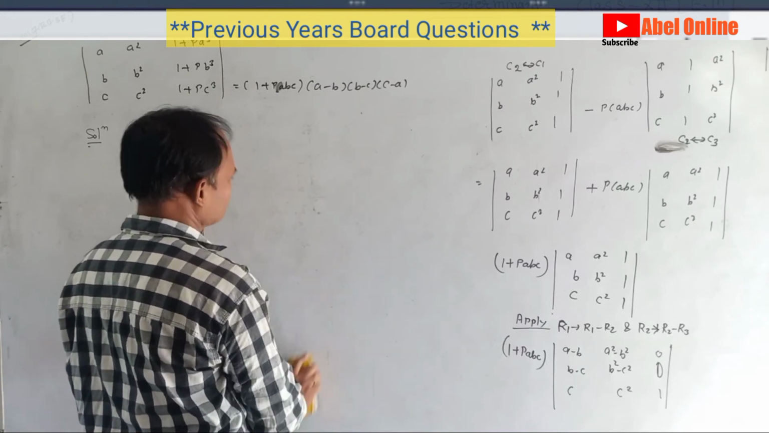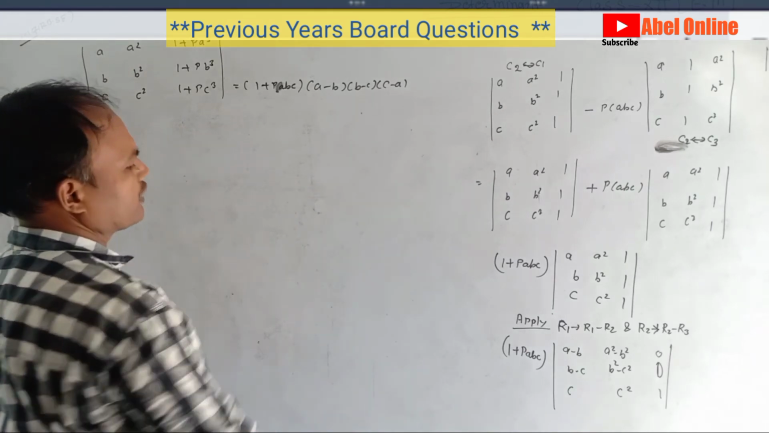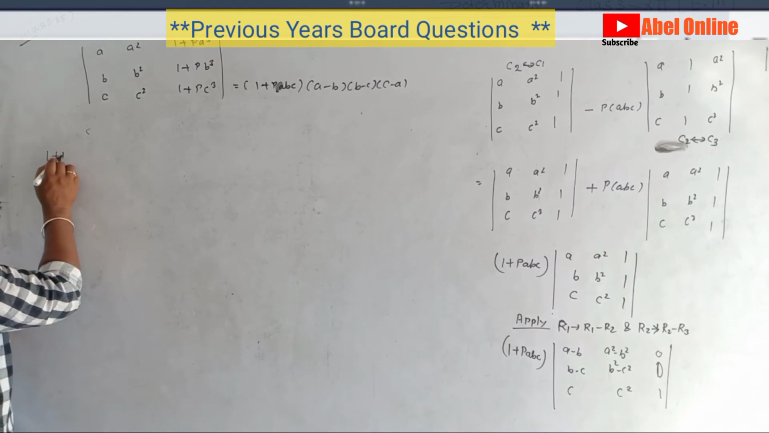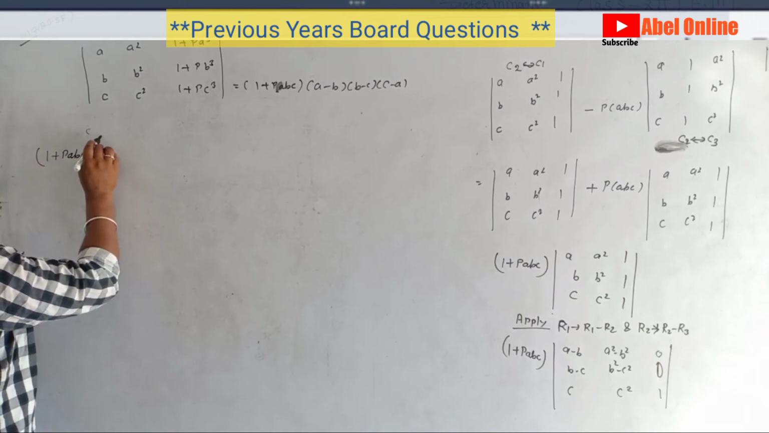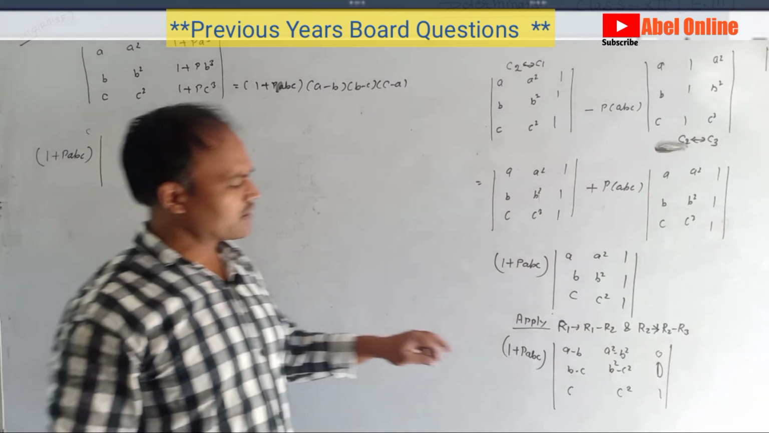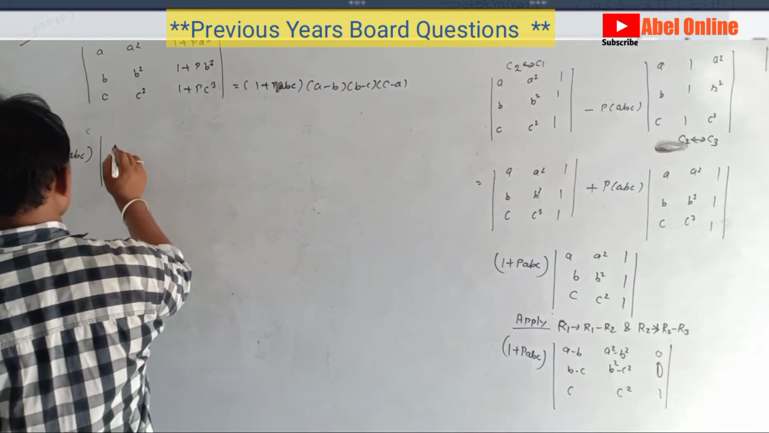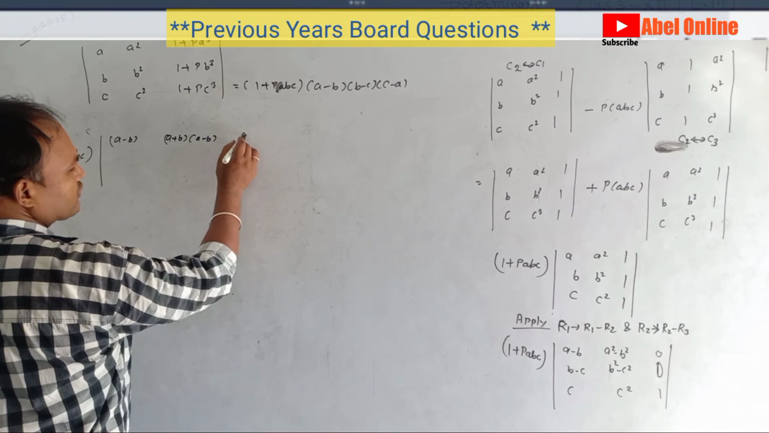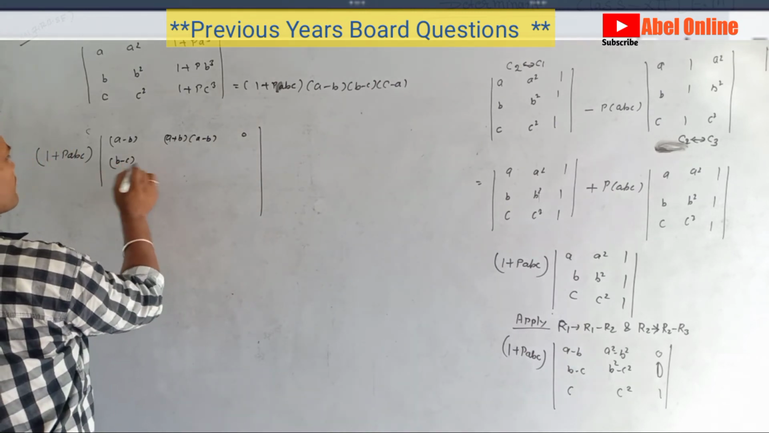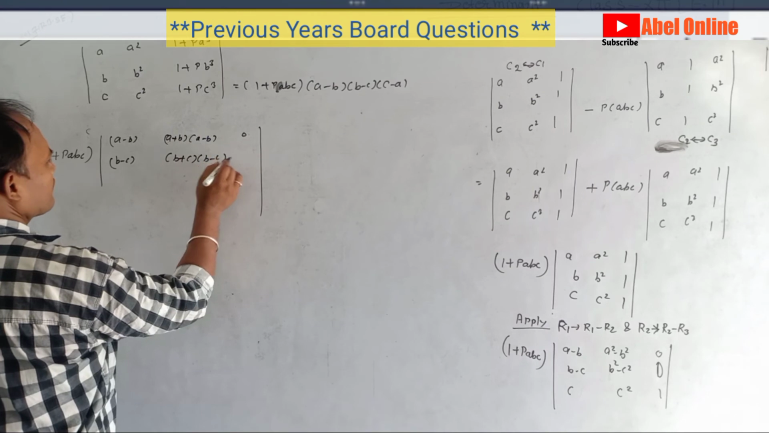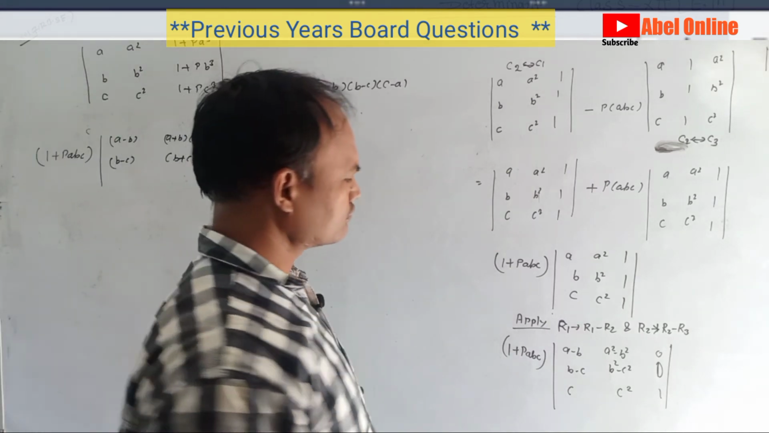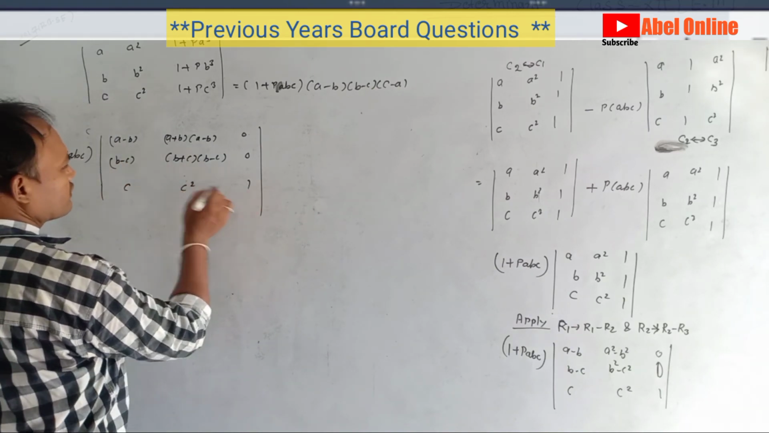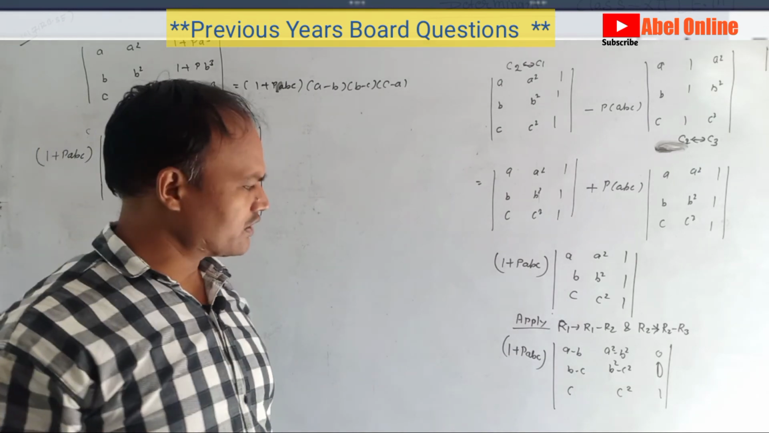Okay. Now 1 plus p abc is the common. So the remaining part is, may I write, a minus b. It is a plus b and a minus b, 0. It is b minus c, b plus c and b minus c, 0. And it is the same, c square 1. Okay students, c square 1 is the same.